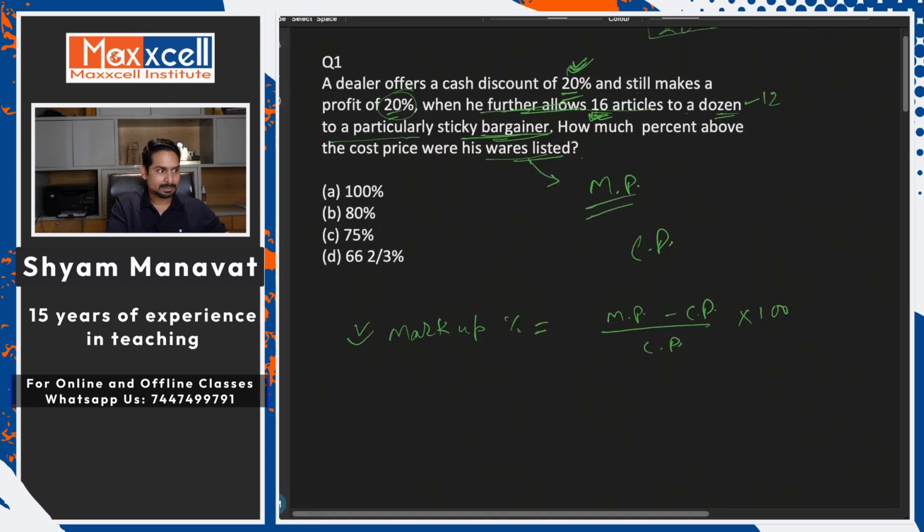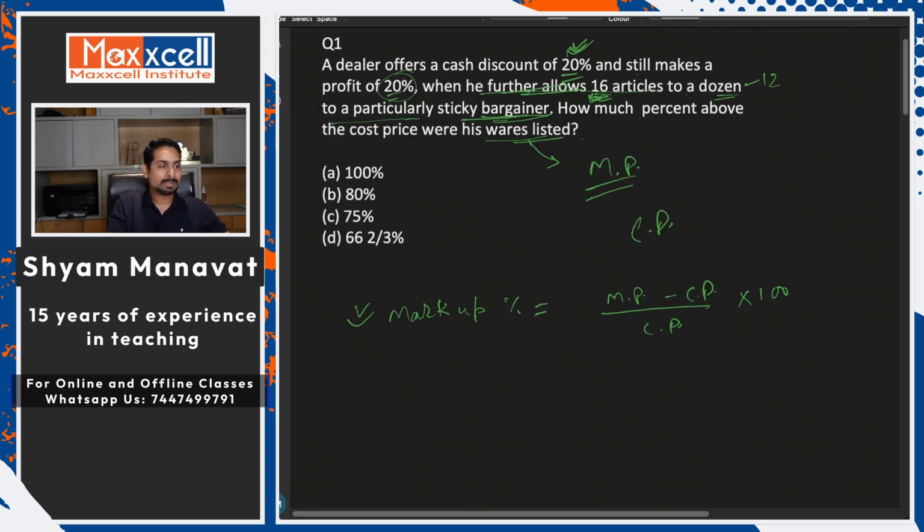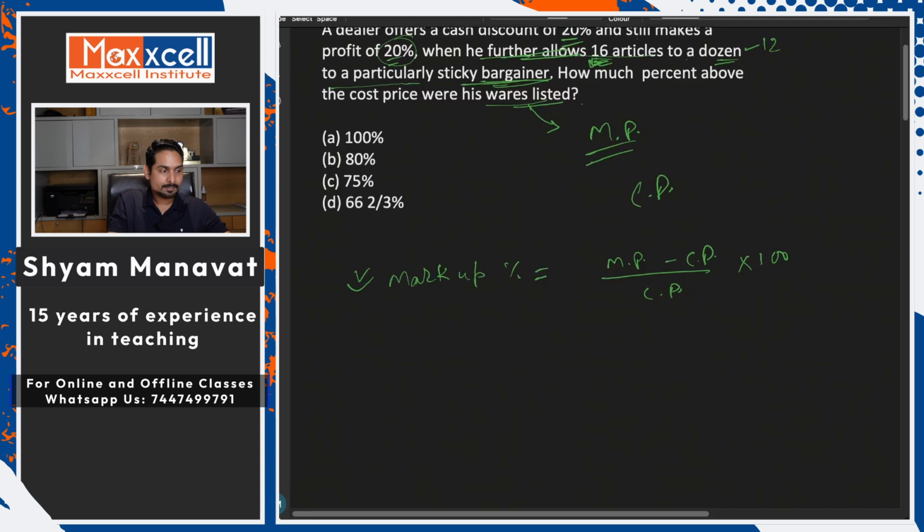So to find this, I will first find the percentage discount in the second deal, which is not given directly as a percentage. He is selling 16 articles, and he is getting paid for only 12 of them. So for him the mark price is for 16 and the selling price is for 12. He receives only the price of 12.